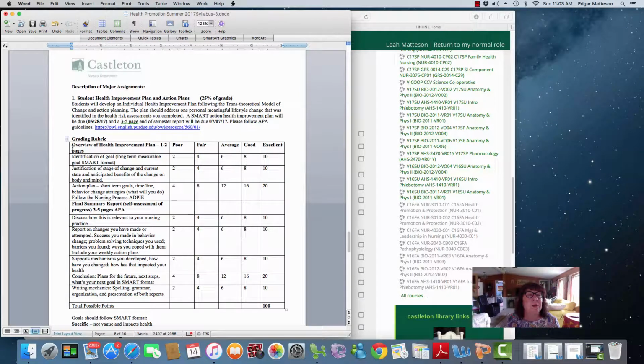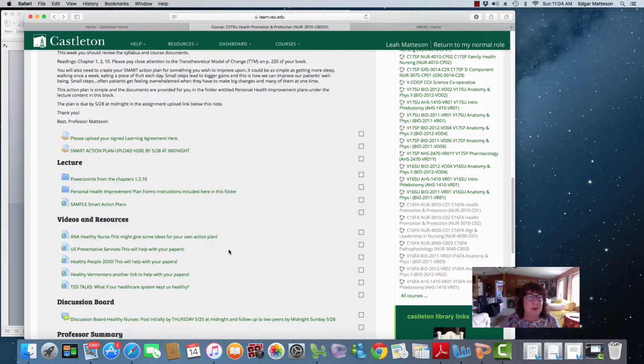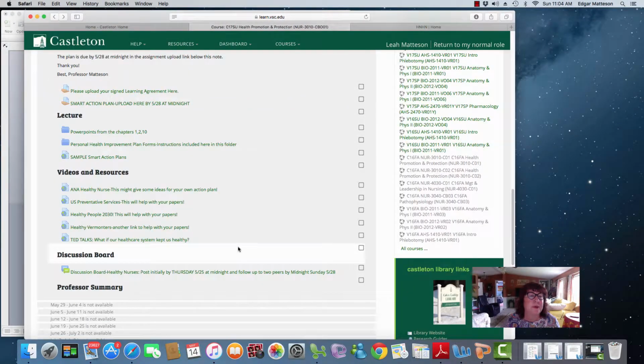So when you look at this grading rubric, there are 2 parts to this. The first part is the overview of the health improvement plan. And then this is a final summary report. So the first part of the health improvement plan is the identification of your SMART format, your SMART action plan. So let me just take you to the folder on Moodle that shows you that.